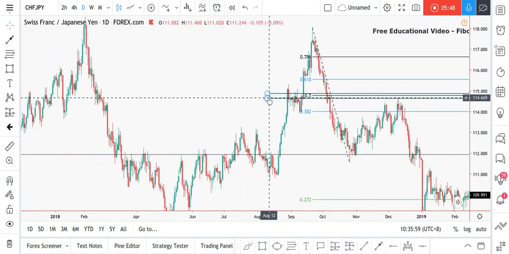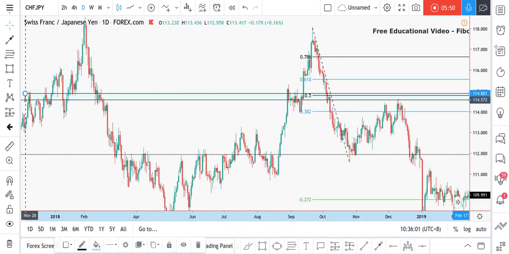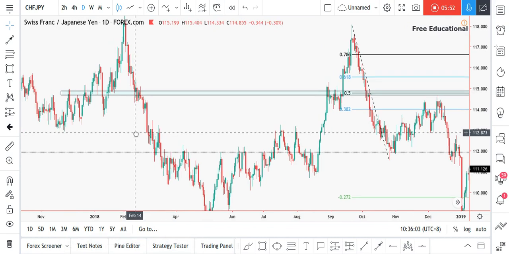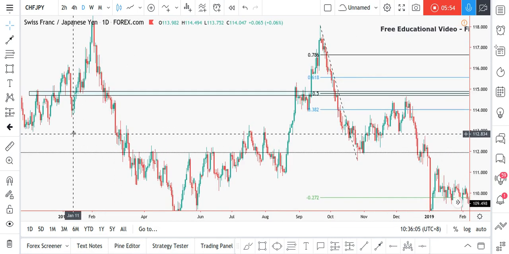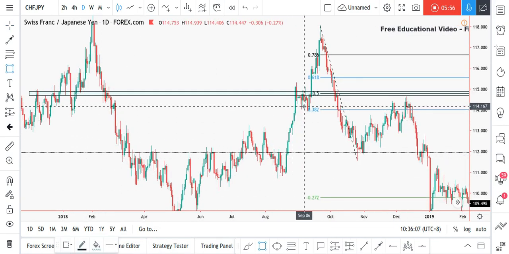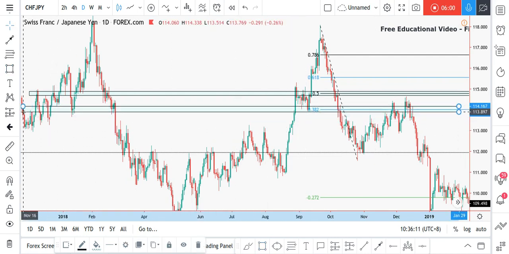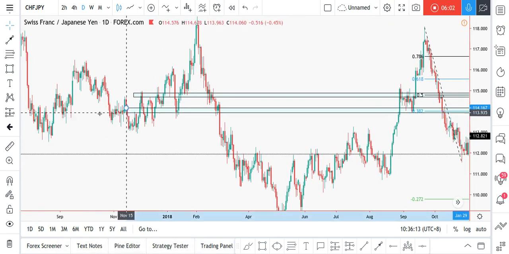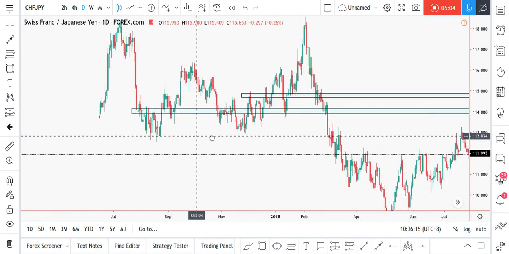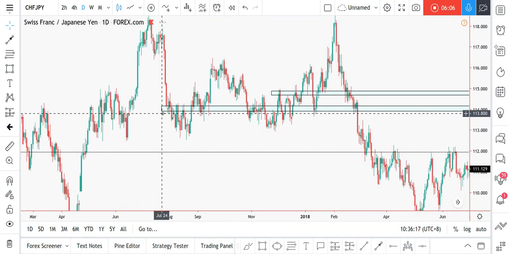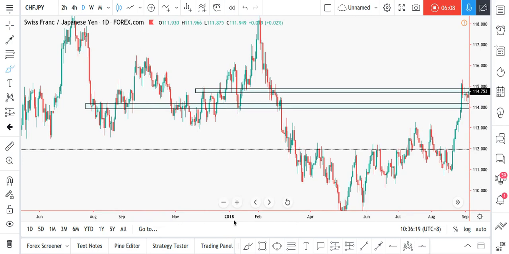So if you take your box and you move this box all the way across, you can see the market really likes to play around in this area. So what we need to look for is the next level. Which level is the market respecting more? If you pull this box right across, you'll be able to see the market respected this level very nicely, the 382.